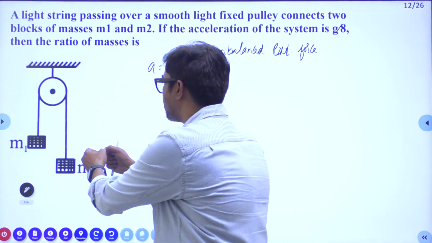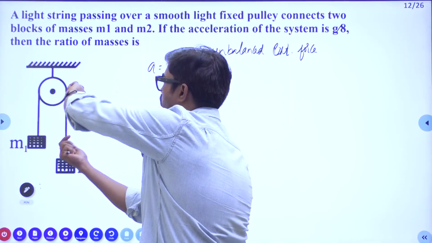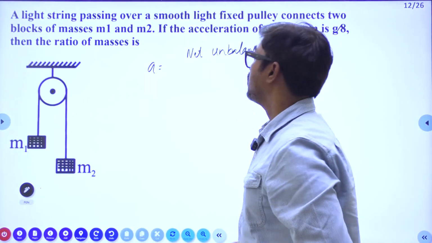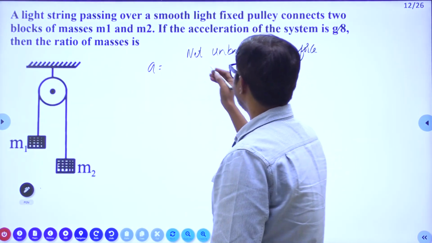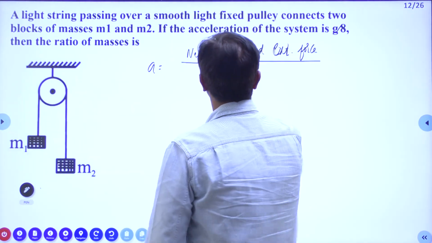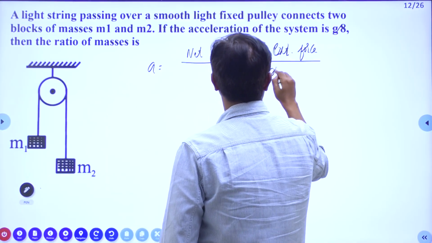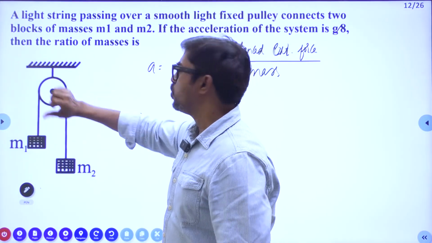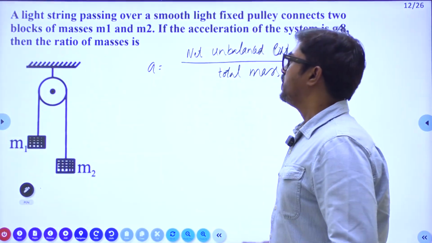So you see m2g is trying to rotate it this way. m2g into r will try to rotate this way. m1g into r will rotate in the opposite direction. They are opposing. Unbalanced torque we are considering. Divide with r, you will get unbalanced force, divided by total mass, the total inertia of the situation. So the same kind of formula you will get even in rotational mechanics also. Then here, let's suppose this pulley has inertia and a no slip condition. That also we can do. That I'll leave for later.